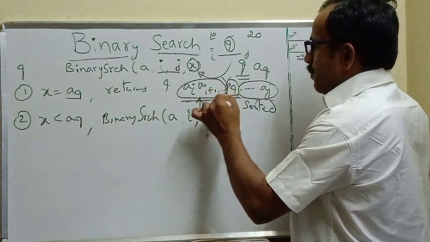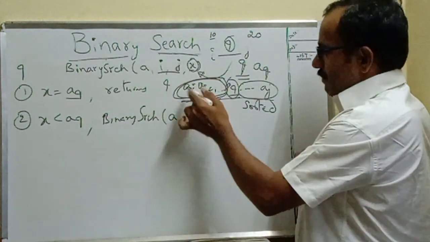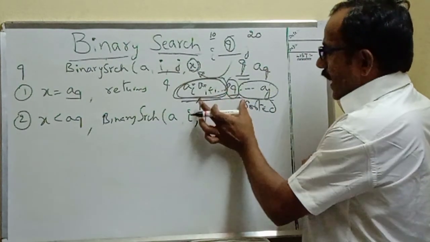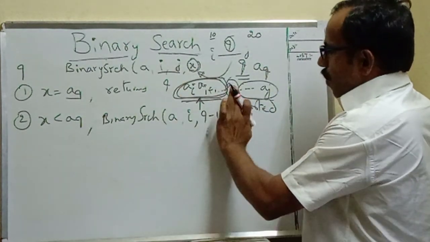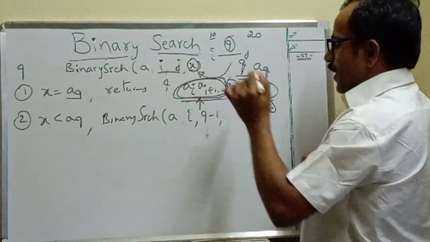Then there is a possibility of getting that particular element from this array. So what is the low location number? We are not disturbing the low location number. Low location number is i only. But the high location number is q minus 1, because one element is left out, one element less. So up to this portion we need to consider.